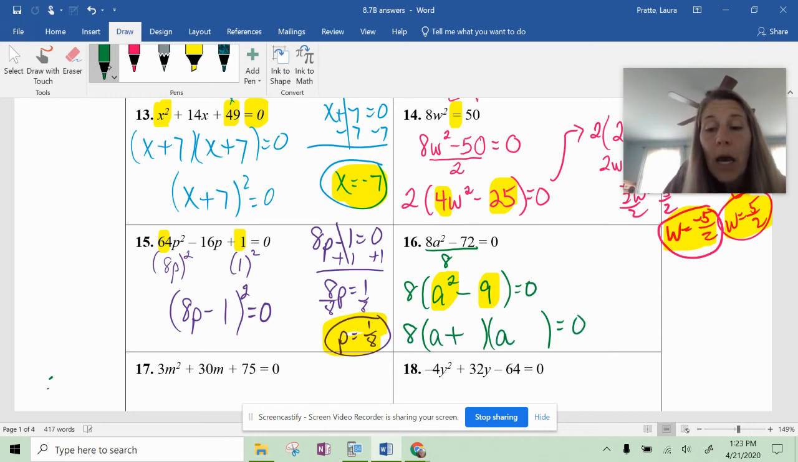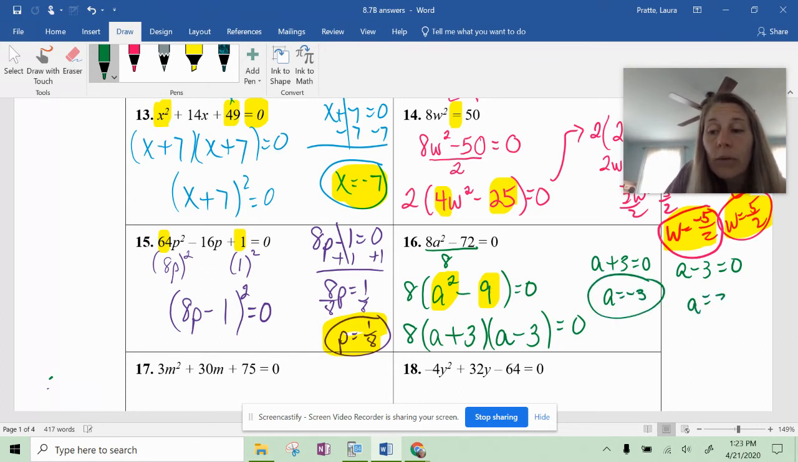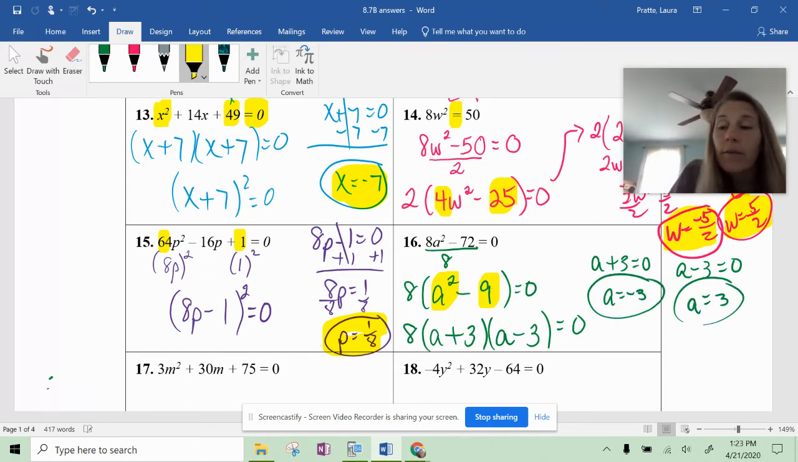So I'm going to have the opposite signs here. That happens when there's no middle. And the 9 is going to be 3 and 3. Now I have three factors here, 8, a plus 3, and a minus 3, but only the ones that have the variables need to be solved. And I end up with a equals negative 3 and a equals positive 3.